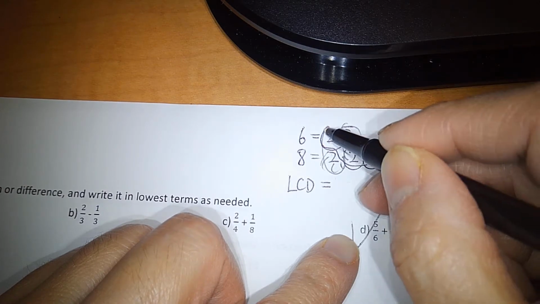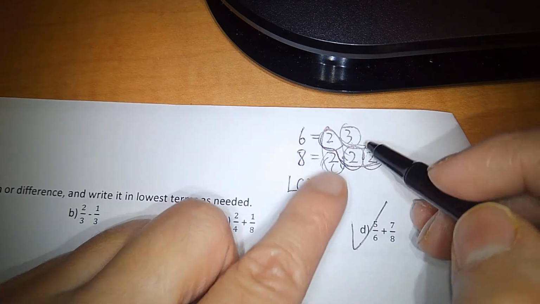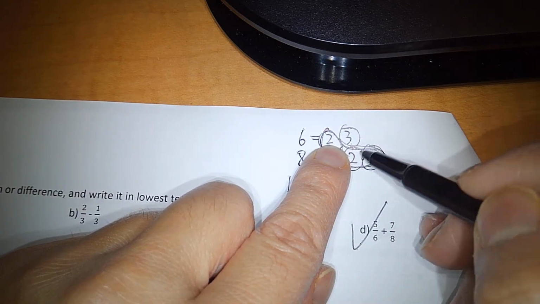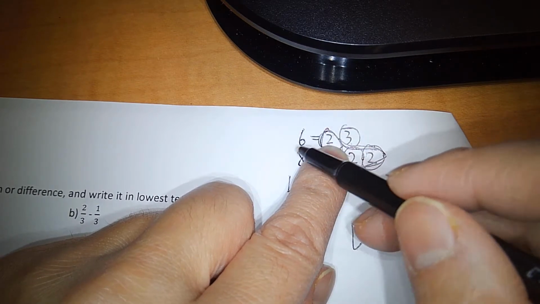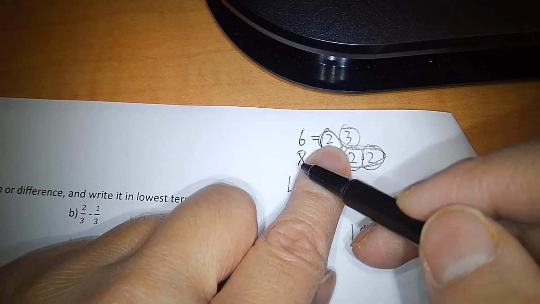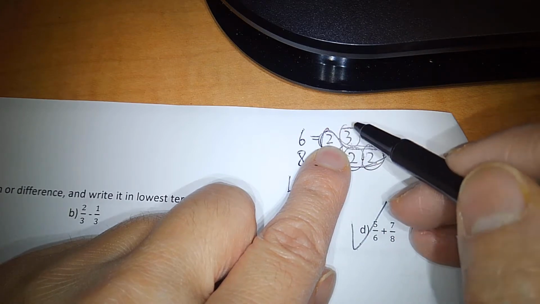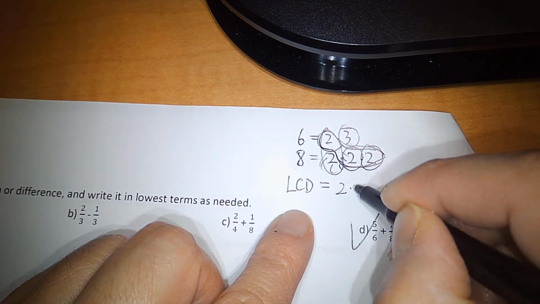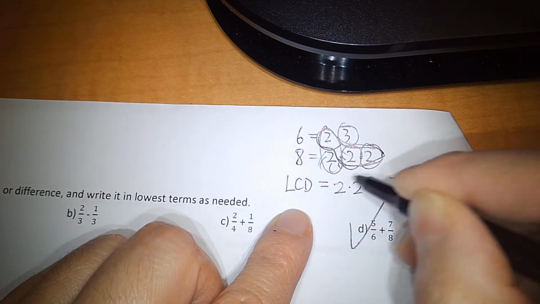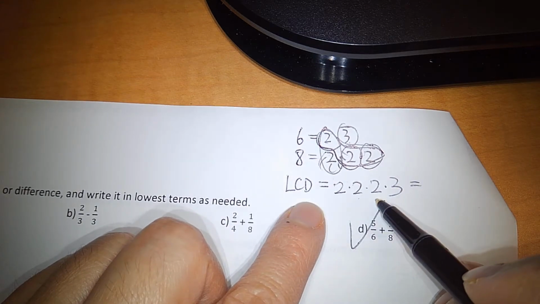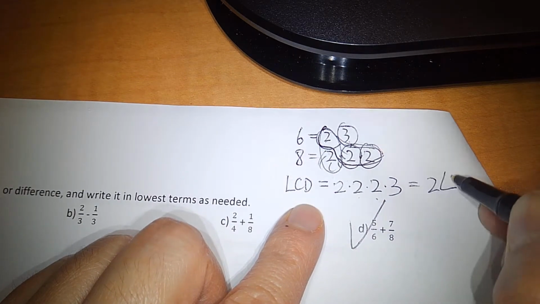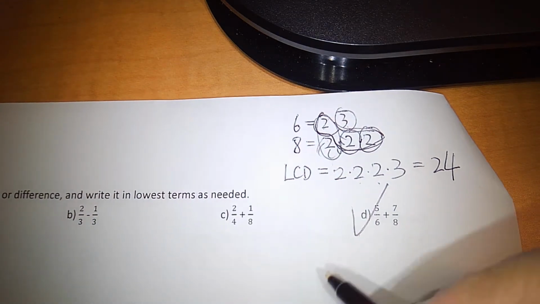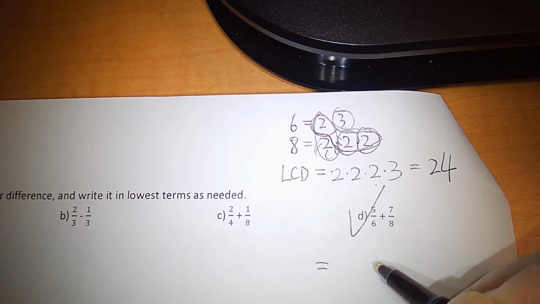So three 2s. And factor 3 shows up in the factors of 6, so we'll also choose it. As long as a factor shows up, whether in one number or both, we use it as a factor of the LCD. So the LCD is going to be 2 times 2 times 2 times 3. 4 times 3 is what? 24. Alright, so if the LCD is 24, we're going to rewrite these two fractions as what?